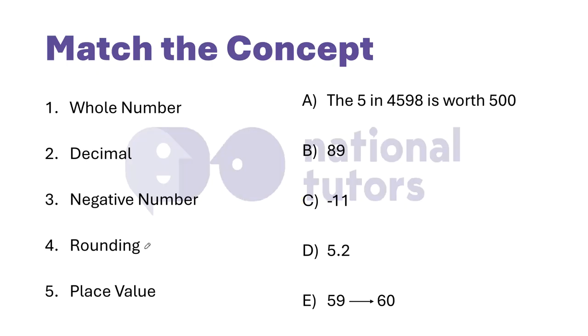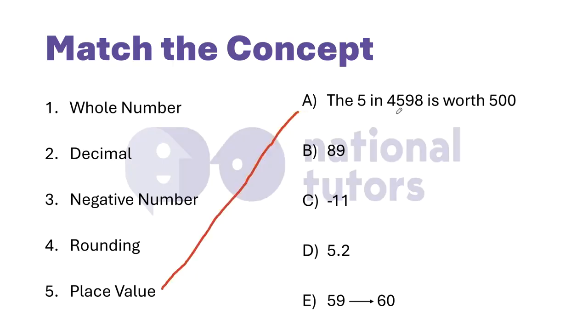Second to last, rounding. An example of rounding here. I've got A and E left. I think out of those two, E is much more likely because I can see 59 is being rounded up to 60, because 5 is our affected number, 9 is our decider, and 9 is higher than 5, so it's being rounded up to 60. And last one, that means that our place value must be A.